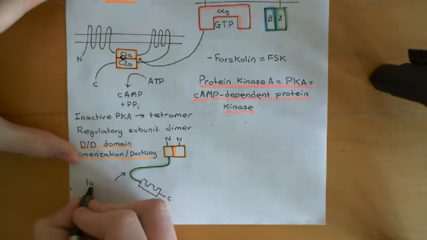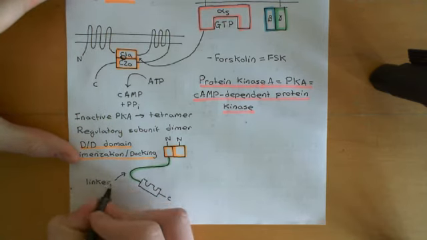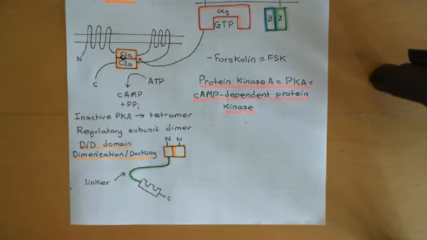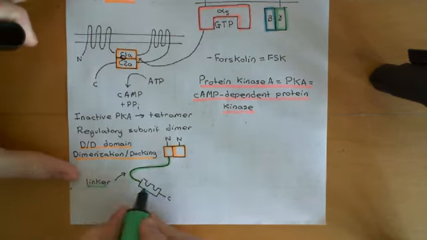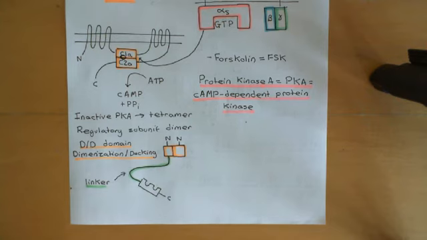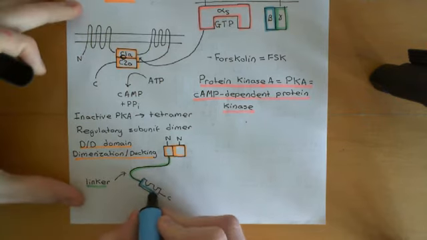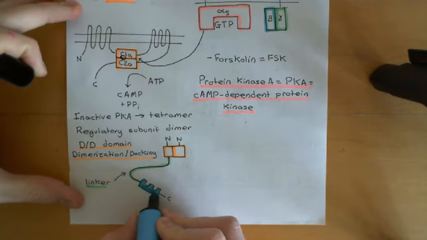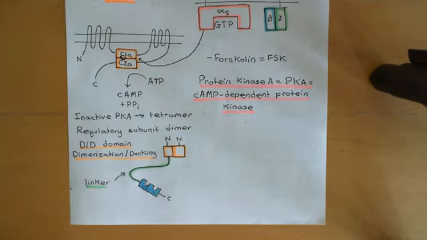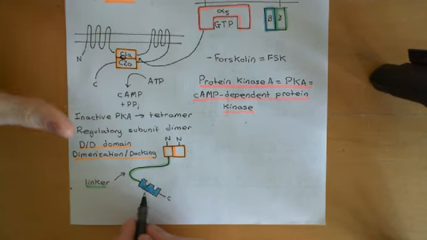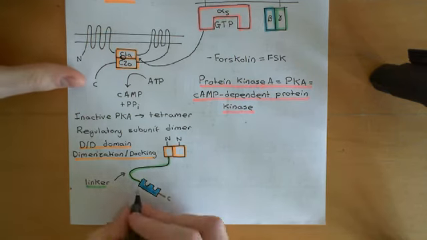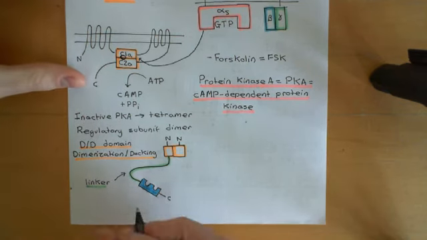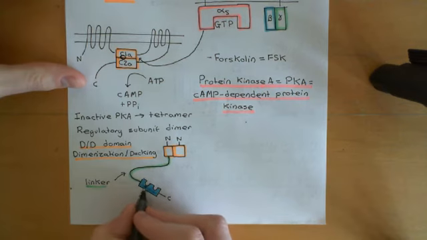So this green portion is known as the linker, and it's the linker between the dimerization docking domain and the cyclic nucleotide binding domains down here. We'll then colour in this portion with the 2 cyclic AMP binding domains in blue here. So this is where the binding sites for cyclic AMP are. Now there are 2 separate binding sites for cyclic AMP on each regulatory subunit of protein kinase A, and these have special names.